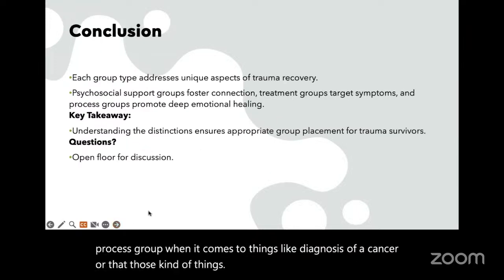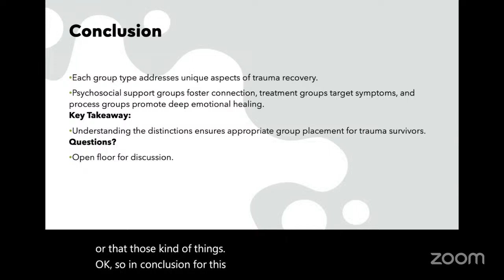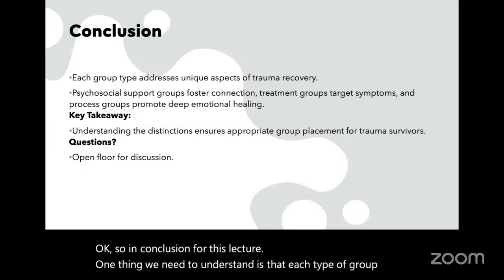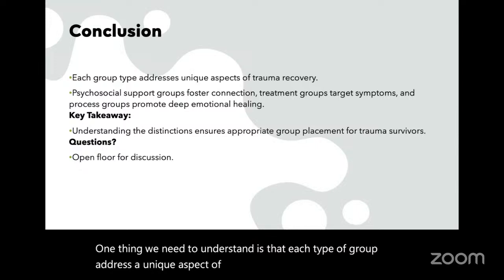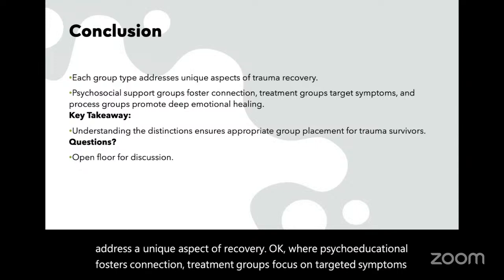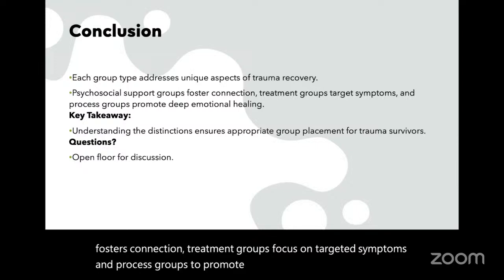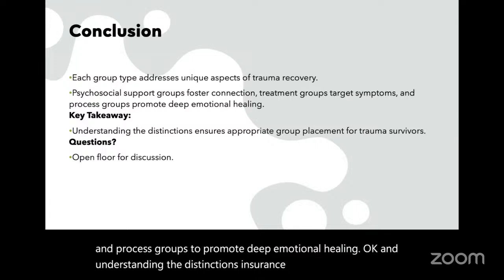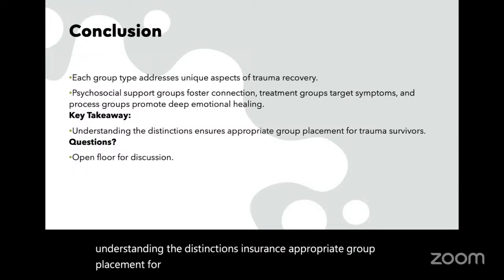Okay. So in conclusion for this lecture, one thing we need to understand is that each type of group addresses a unique aspect of recovery, okay? Where psychoeducational fosters connection, treatment groups focus on targeted symptoms, and process groups promote deep emotional healing, okay? And understanding the distinctions ensures appropriate group placement for trauma survivors, okay?